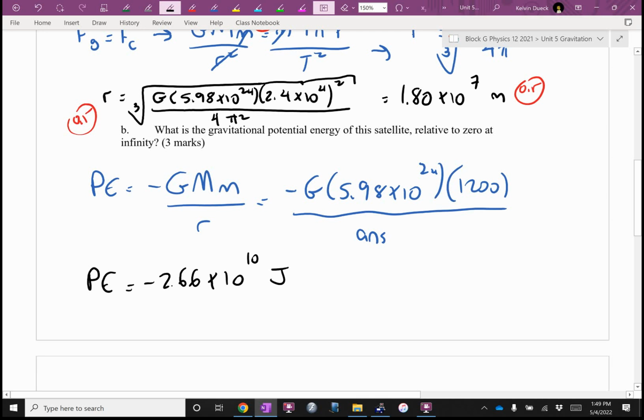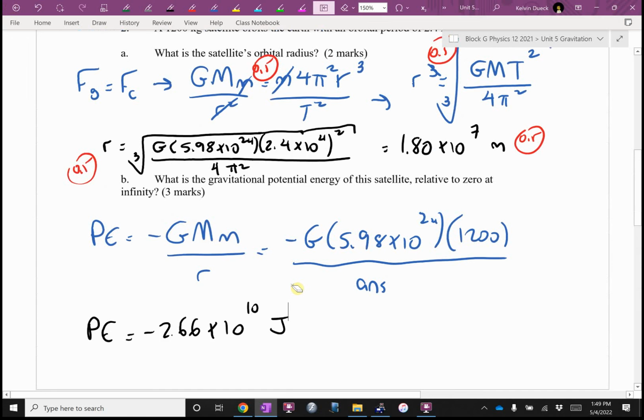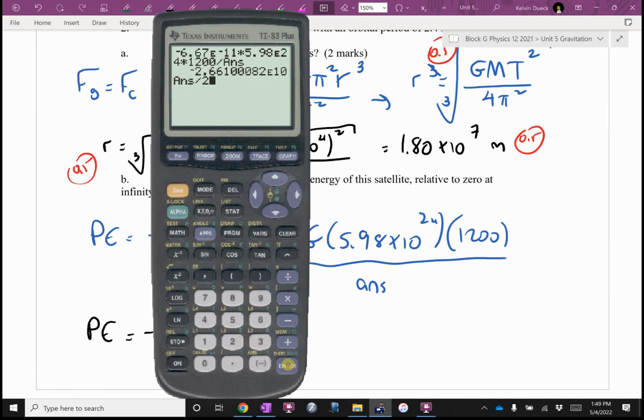What if they wanted me to know the kinetic energy? Positive 1.33 times 10 to the 10th. Was it a part C? No, I didn't. Okay. Right? Divide by 2. Make that positive. That's the kinetic energy. Oh, what's the total energy? That number. Negative 1.33 times 10 to the 10th joules. That's the potential plus the kinetic at that location.